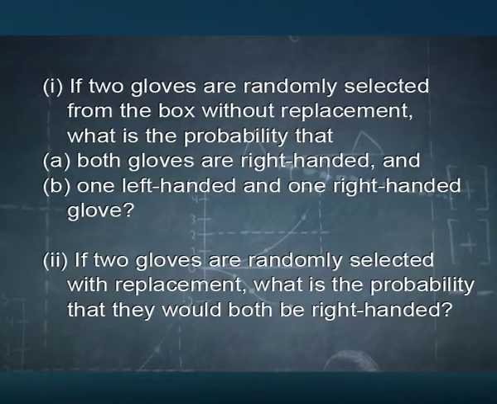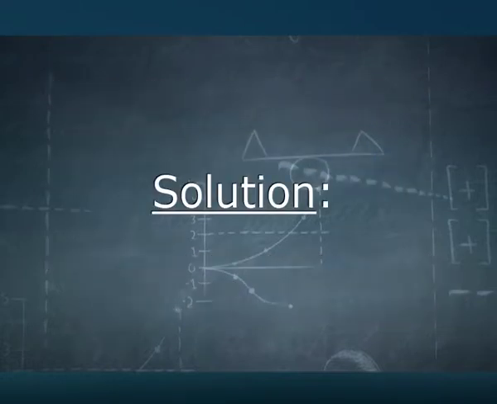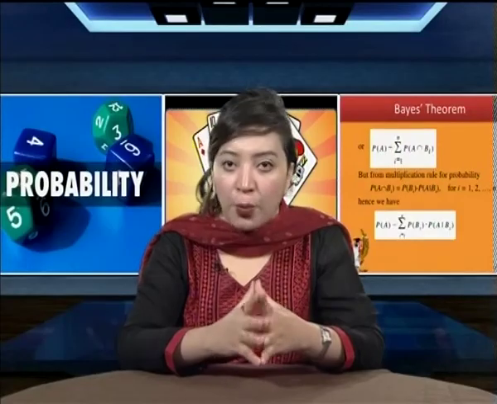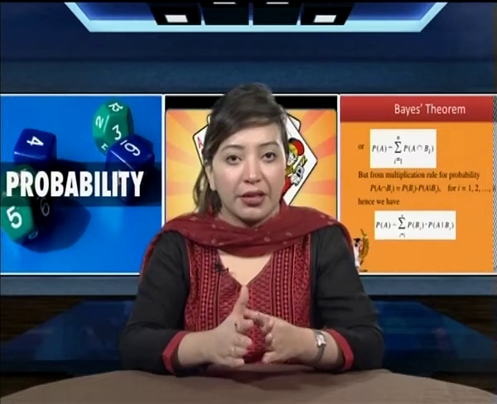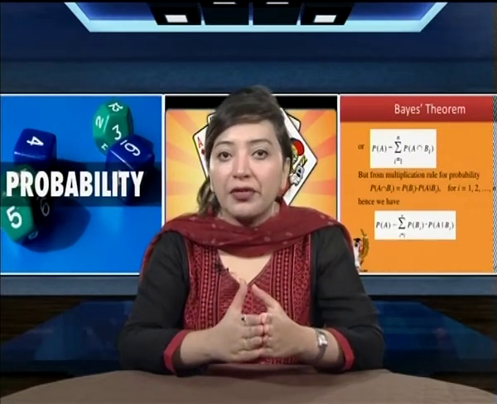If 2 gloves are randomly selected from the box without replacement, what is the probability that, first, both gloves are right-handed, and second, one is a left-handed and one is a right-handed glove? The second part says that if 2 gloves are randomly selected with replacement, what is the probability that they would be right-handed? So we'll see the solution to this. The box contains 9 golf gloves, 2 left-handed and 7 right-handed. So let's see the solution to the first part first.